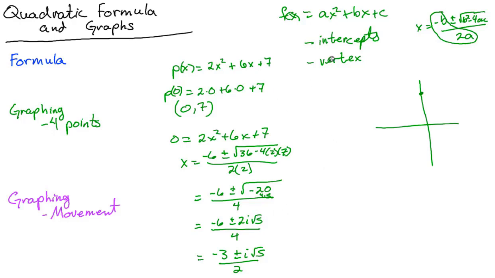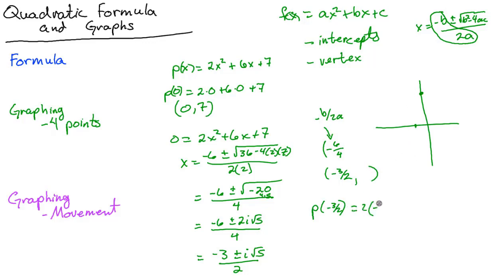Let's find the vertex. So negative b over 2a is what goes in right here. And you'll notice it is right here in the x-intercepts. Negative 6 over 4 simplified down to negative 3 over 2. So I'm going to put negative 3 over 2 there. And then what's the other one? You have to stick it in. So p of negative 3 over 2. That means back here at negative 3 over 2, somewhere up or down from here is where the vertex is. And we're going to find out where it is.